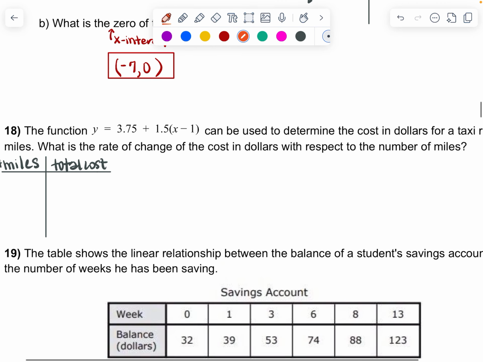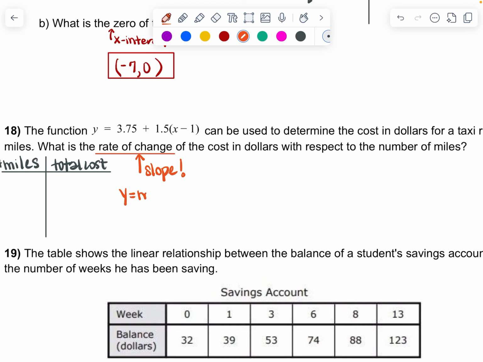Now it does ask me to find the rate of change. Now, if you don't know what that means, then you're going to have a problem, right? So remember, rate of change is just a fancy word for slope. Well, how do I find the slope of linear equations?